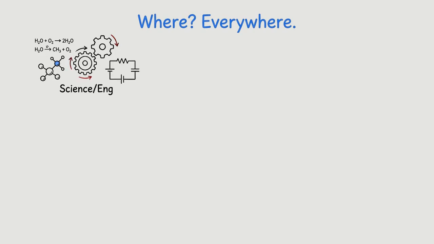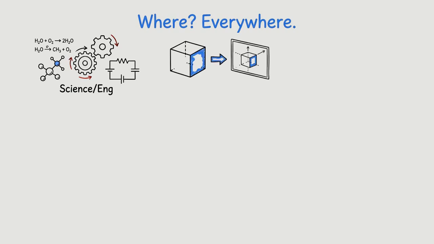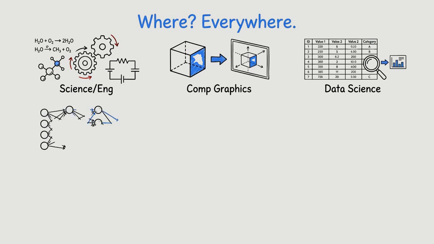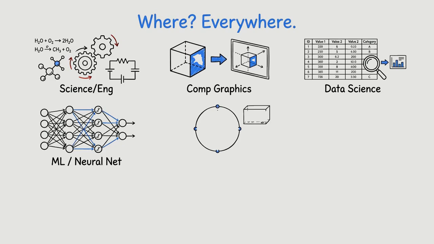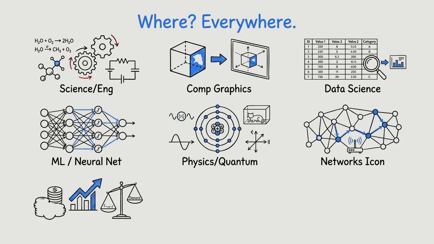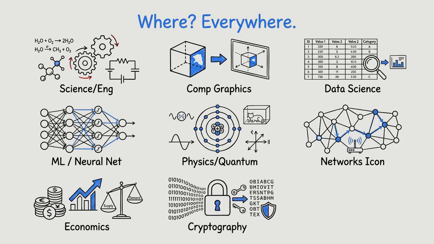So, where do we use matrices? Everywhere. In science and engineering, they solve systems of equations. In computer graphics, they rotate and scale objects. In data science, data sets are matrices. Rows are observations, columns are features. In machine learning, neural networks are built from layers of matrix operations. In physics, matrices describe forces, vibrations, and quantum states. In networks, adjacency matrices represent connections. In economics, matrices model inputs and outputs. In cryptography, they encode and decode messages.